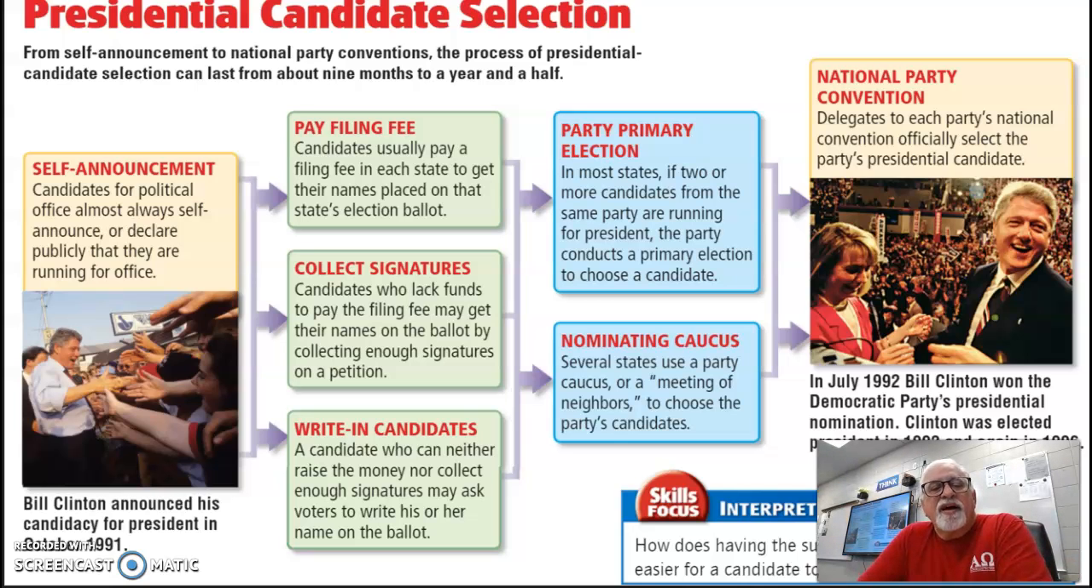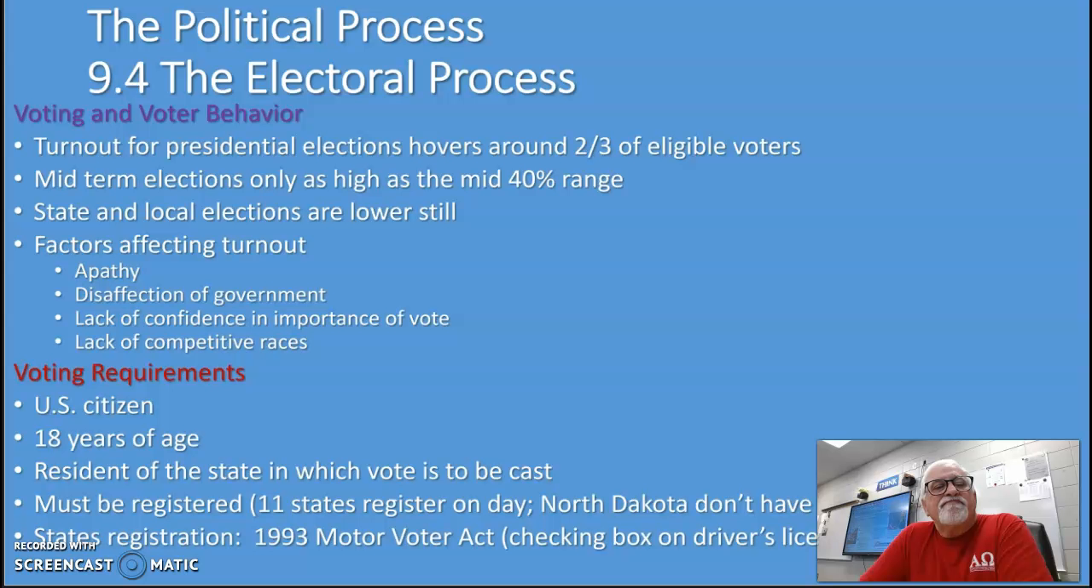And this tells you all about the process. This is Bill Clinton, how he went from his self-announcement all the way to being President of the United States. You want to look at that.